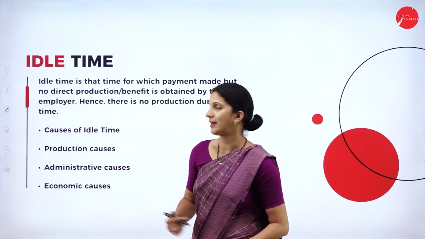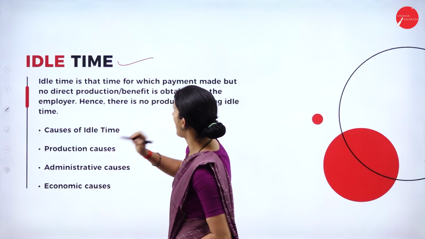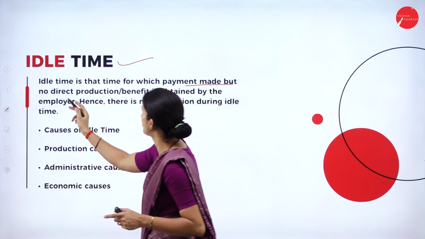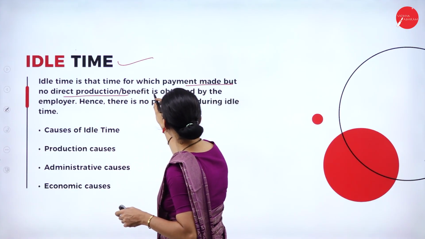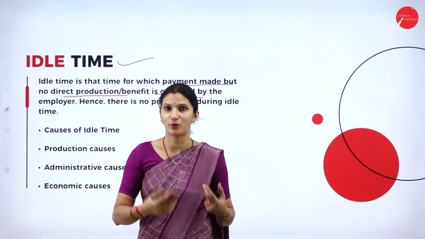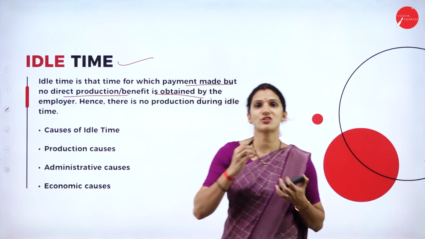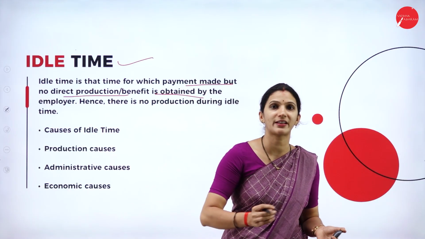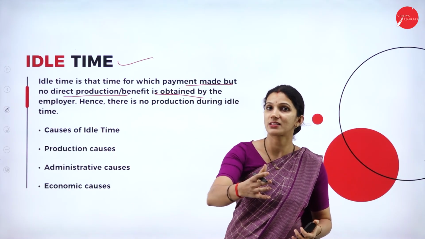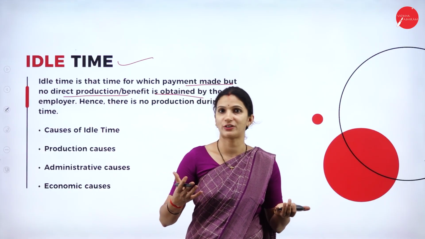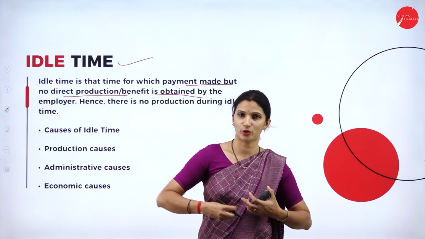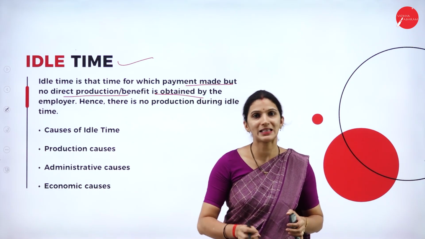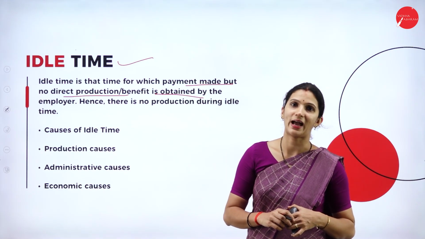So next we have idle time. Idle time is the time for which payment is made but no direct production or benefit is obtained from the employees. Here the workers do not work but wages are paid to them. Simple example: sometimes due to certain reasons, such as the failure or breakdown of a machine, production cannot run. In that time the workers will not work but still get paid, and we call that idle time.